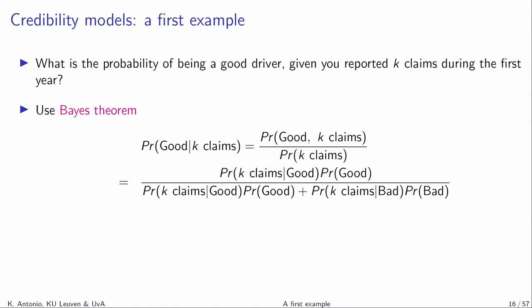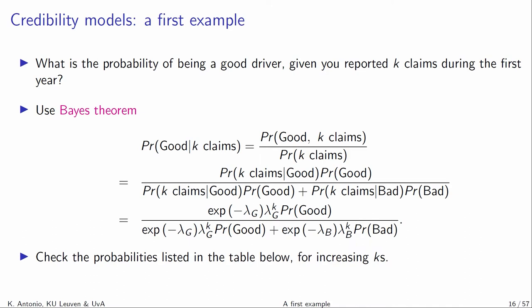So now we can bring in everything we know. We know the probability of being a good driver. We also know the probability of reporting K claims given that you're a good driver, because we know that that follows a Poisson distribution with lambda g. And we can also write down the probability of reporting K claims given that you're a bad driver, because that follows a Poisson distribution with lambda b, right?